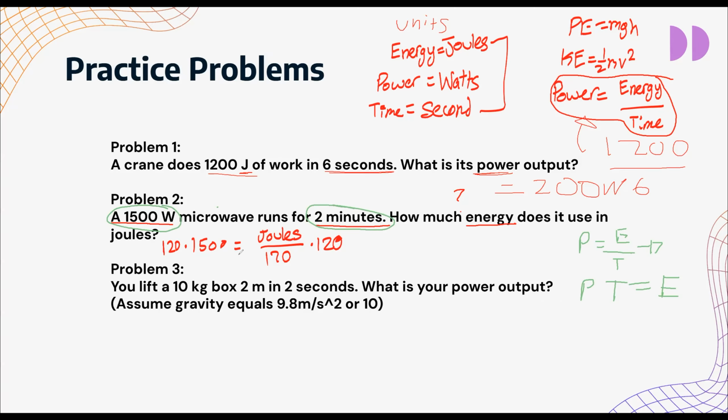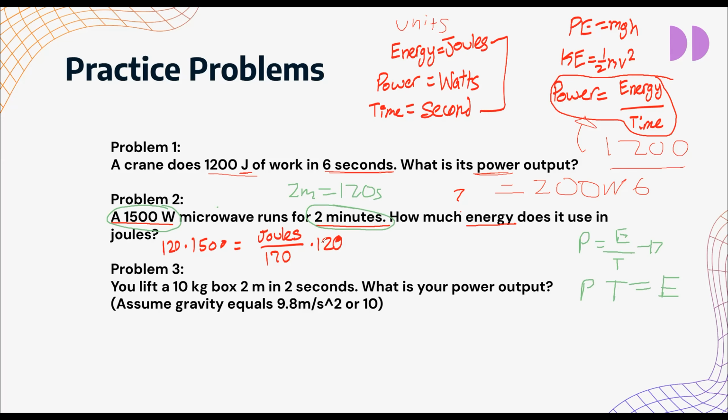Something we should do. I'm pretty sure joules is in seconds. So we have to change the 2 minutes into 120 seconds to get the correct unit formatting. Because if we plugged in 2 for time here, it would be incorrect because it's actually 120 seconds, and energy in joules is looking for seconds. So yeah.